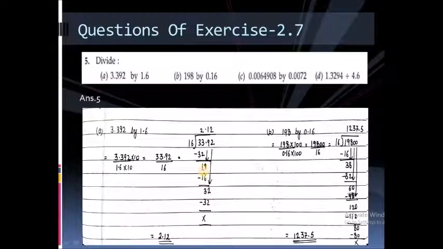Nearest to 19, 16 will come 1 time. So I write 16 over here. I subtract it again. You will get 3. Then you can note down this 2 over here. It becomes 32. 32 is completely divisible by the table of 16, 2 times. So here my remainder is 0 and my answer is 2.12.